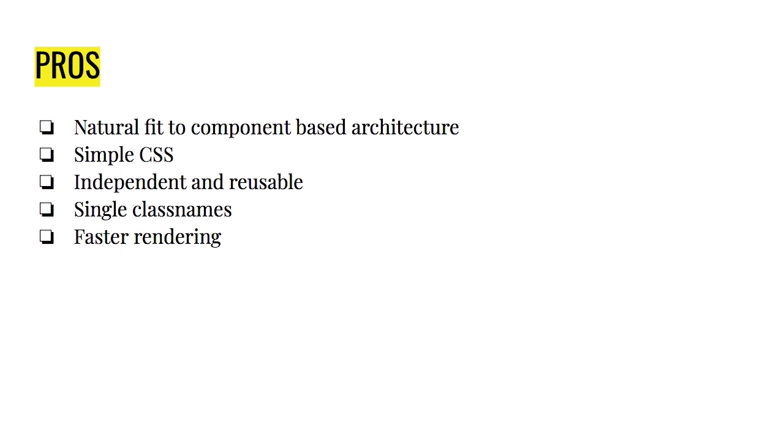So it's a natural fit to component-based architecture, because we are creating our CSS file keeping in mind that we have one component and following that structure. So it's simple CSS, right? No JS here. Independent and reusable because we have followed the syntax, and single class names. And faster rendering, because rendering engines evaluate our selectors from right to left. So if there are fewer things to evaluate, it will render faster.